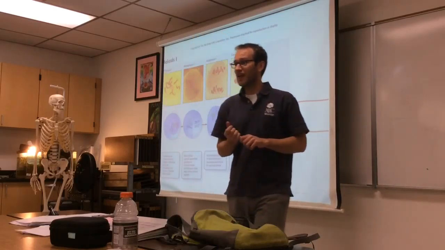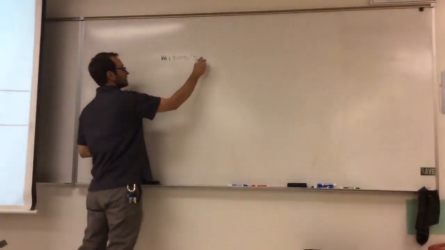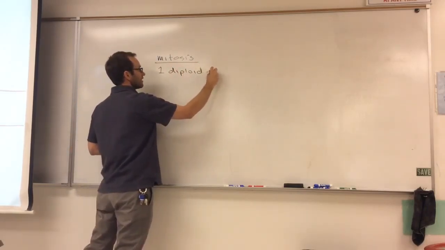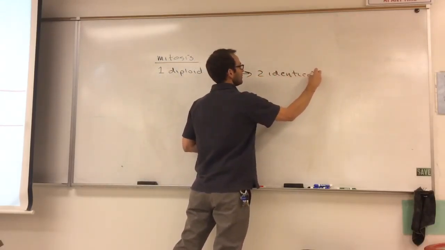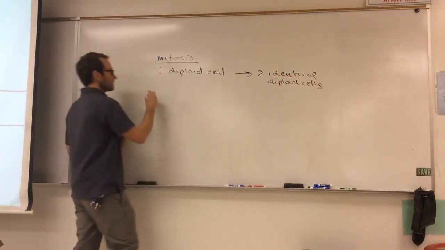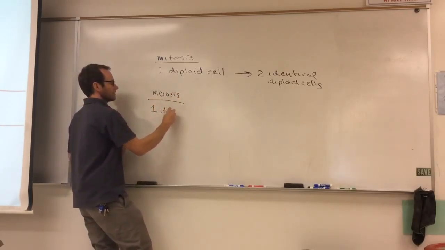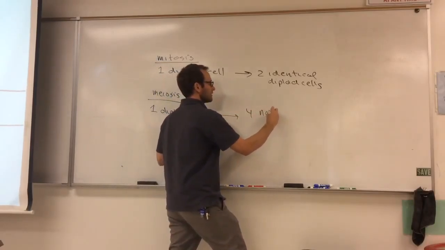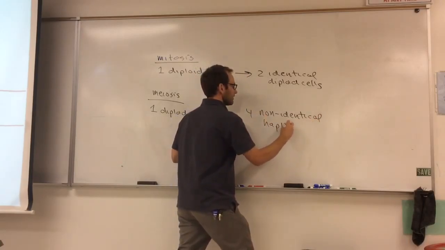All right. So don't forget that mitosis takes one diploid cell and makes 2 identical diploid cells. Meiosis takes one diploid cell and makes 4 non-identical haploid cells.